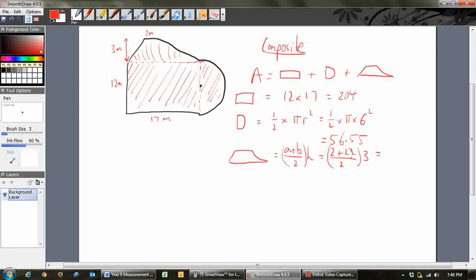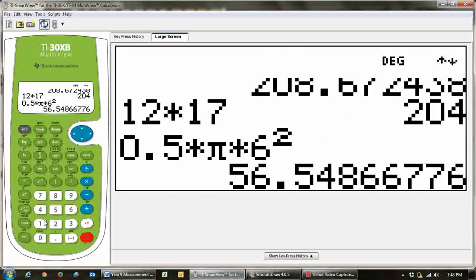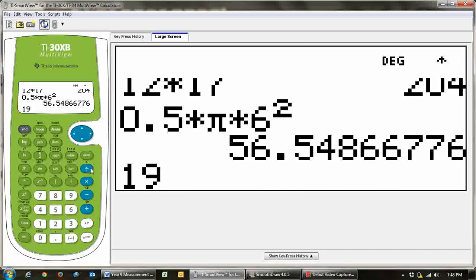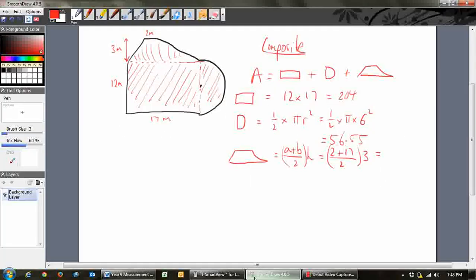So what do we got here? We've got 2 plus 17, which is 19, over 2. It's not going to be nice, 19 times 3, I'll just do it on the calculator. So 19 divided by 2, and then times the height, times 3, equals 28.5. So it's equal to 28.5.